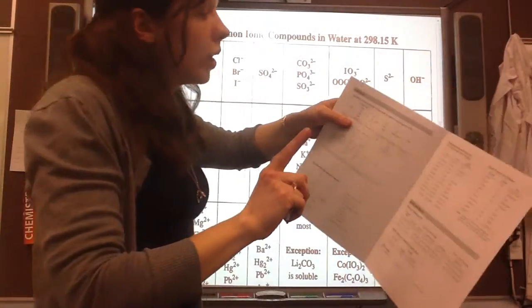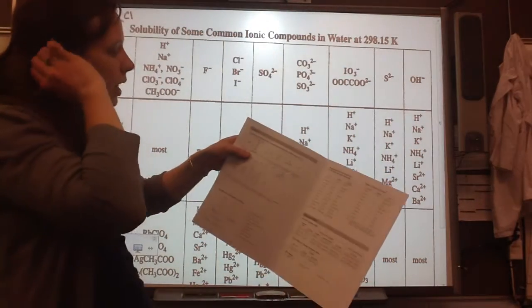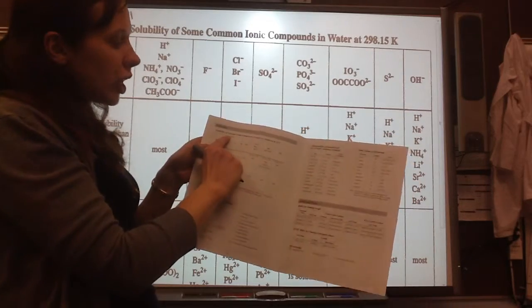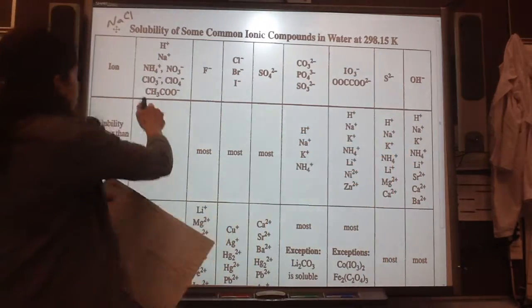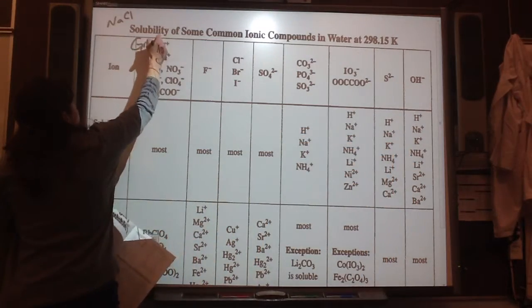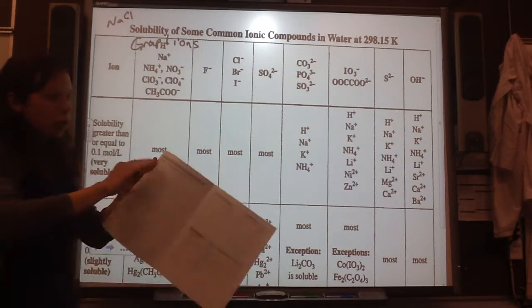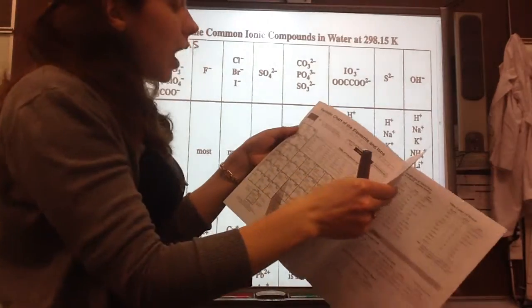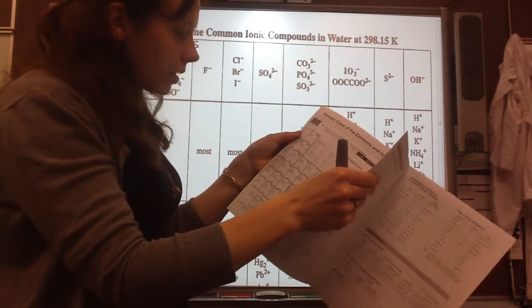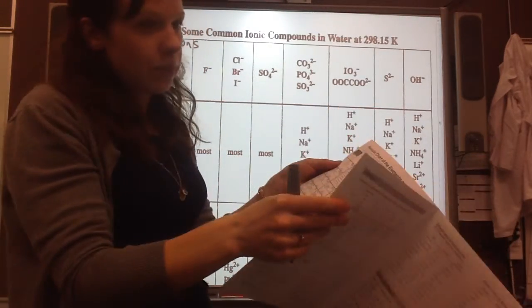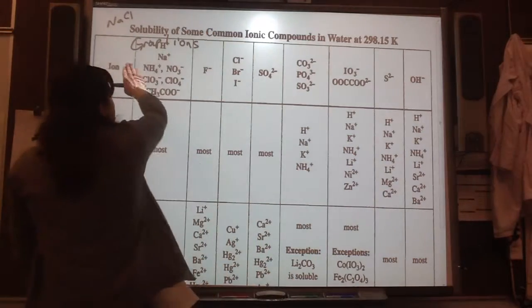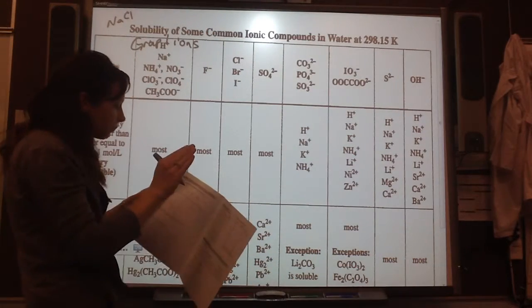Now, one point, you don't have the exact same thing as mine, but on your chart it says group 1 ions here. So you need to remember group 1 applies to hydrogen, lithium, sodium, potassium, rubidium, cesium, and francium. Okay, so when it says group 1 ions, it means all the rest.